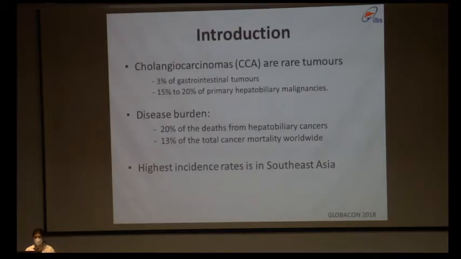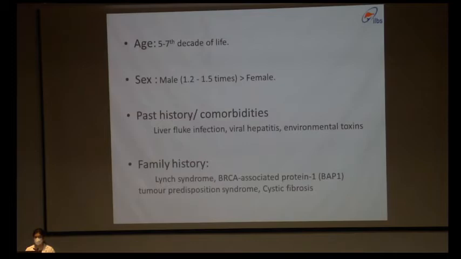So as we all know, cholangiocarcinomas are rare tumors. They constitute about 3% of GI tumors and 15 to 20% of primary hepatobiliary malignancies. 13% of the total cancer mortality worldwide is because of cholangiocarcinoma. It is common in the 5th to 7th decade of life. One should always rule out past history and comorbidities like liver fluke infection, viral hepatitis, and environmental toxins. Also family history, like Lynch syndrome and cystic fibrosis.